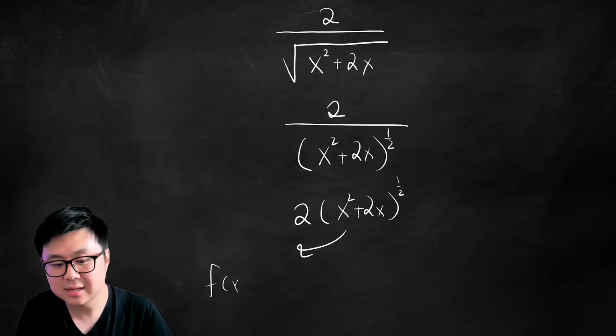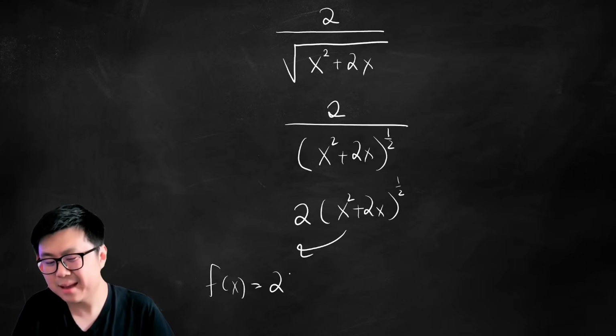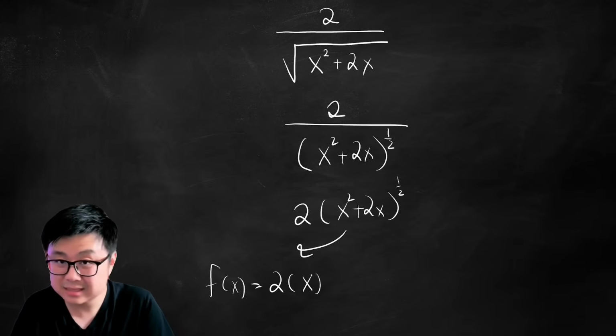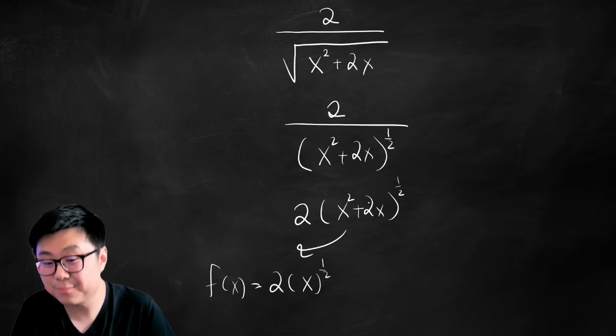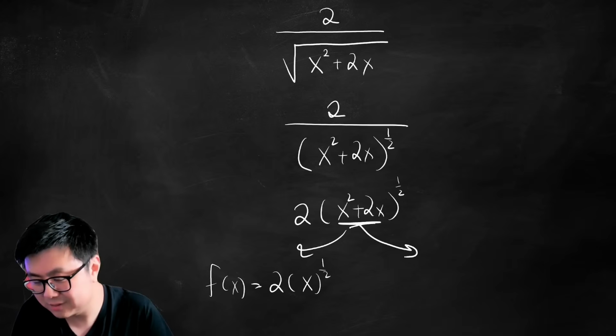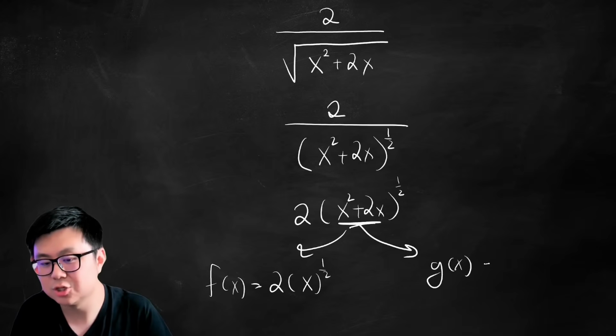My f of x can be 2 and then that bracket should just have an x inside, keep it simple, to the power of a half, which means the stuff in the brackets that replaced the original x has to be my g of x. So the g of x should be x squared plus 2x.